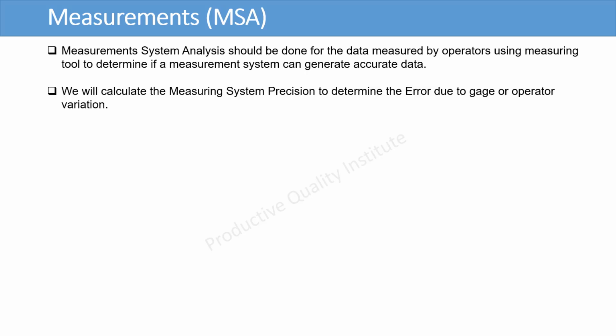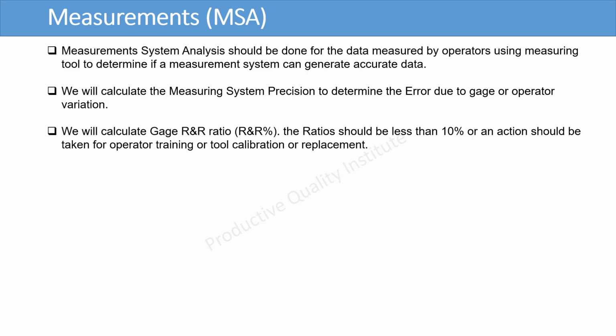Measurement system analysis should be done for the data measured by operators using measuring tools, to determine if a measurement system can generate accurate data. We calculate the measuring system precision to determine the error due to gauge or operator variation. We calculate the gauge R&R ratio. The ratio should be less than 10%, or an action should be taken for operator training or tool calibration or replacement.